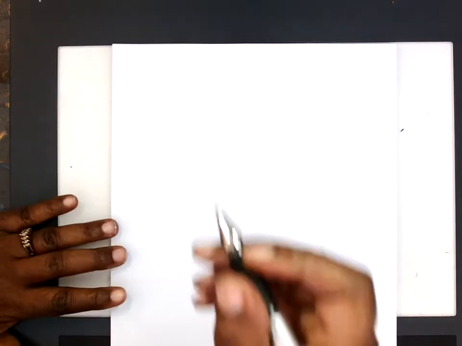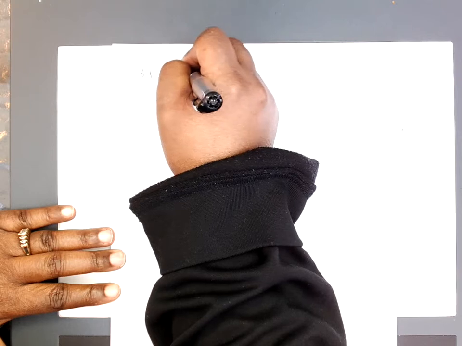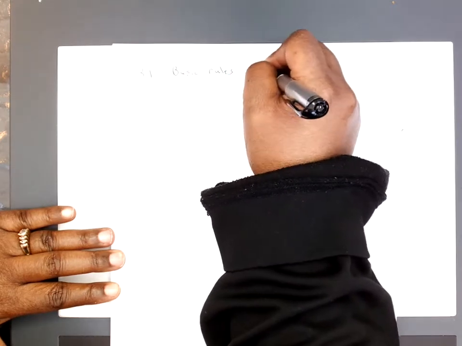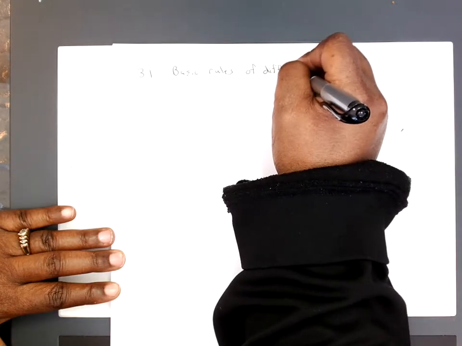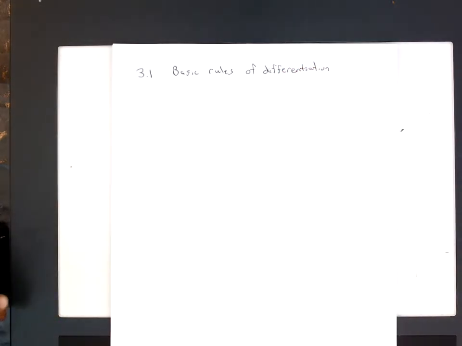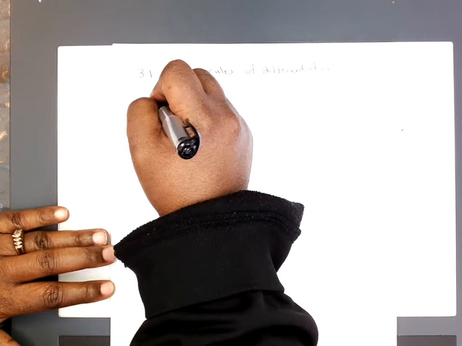So first we're going to go through chapter 3, which is on differentiation, and we're going to look at some of the basic rules. So section 3.1, and these are the basic rules of differentiation. In this section there are going to be 4 rules that we're going to talk about. And first though, I want to do some notation.